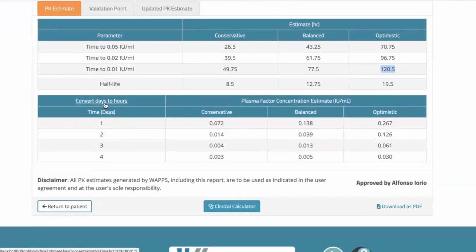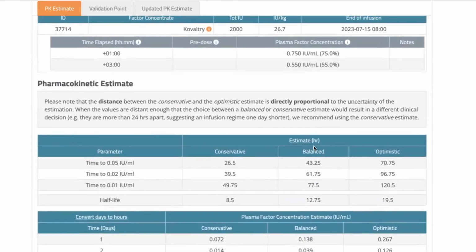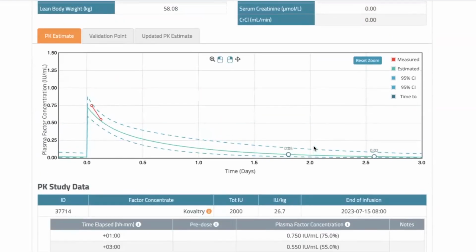And if you'd like to see this in hours, you can click here and you'll see after 24, 48, 72, 96, and so on. I prefer to see days. And again, after 1, 2, 3, 4 days, this patient, best guess, will be at 13%, 4%, 1% at 3 days.